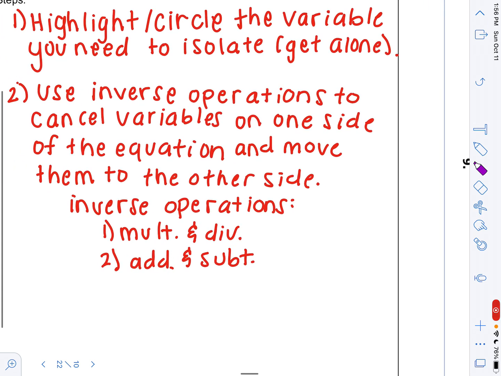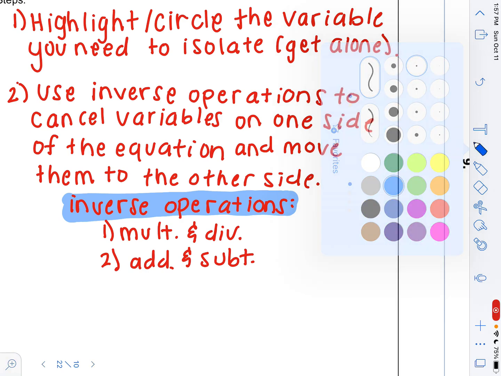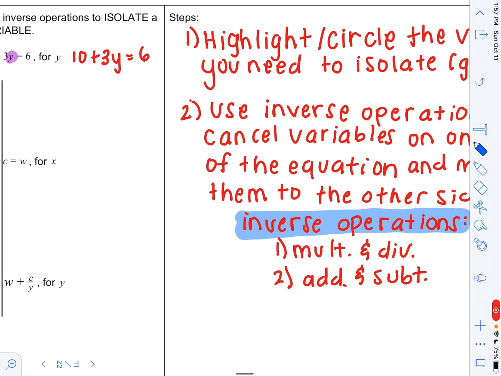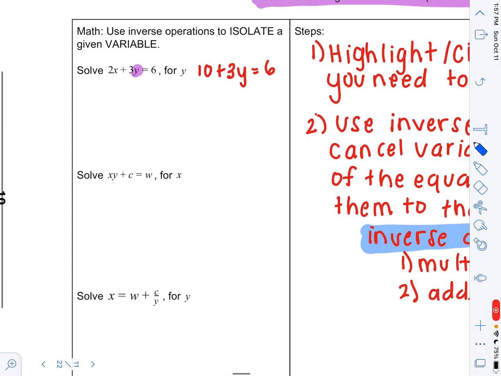Number 2, use inverse operations to cancel variables on one side of the equation and move them to the other side. Remember, inverse operations are multiplication and division, just the opposite of one another, and then addition and subtraction. Those are inverse operations. Okay, so to undo from one side to the other, we're going to use those inverse operations. So I'm going to move on. Obviously pause the video if you need to write this down, because you probably did not write it that quickly. I wouldn't be able to.